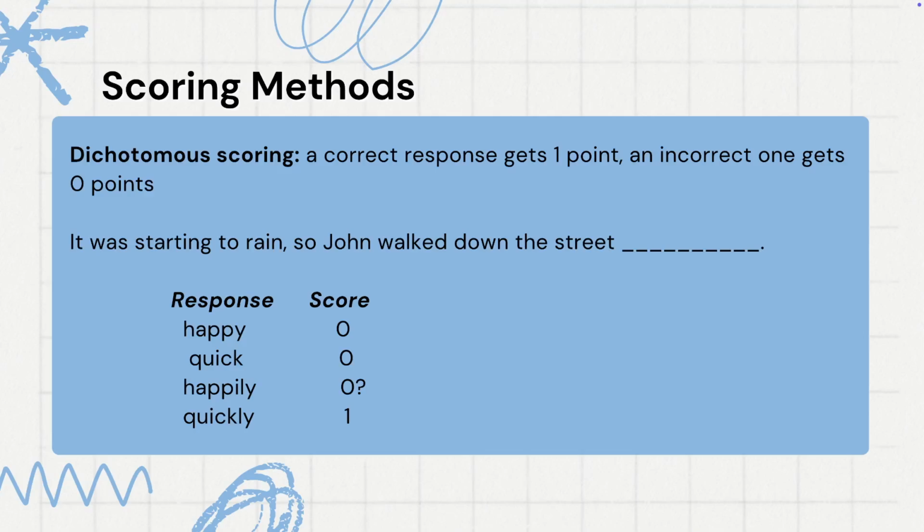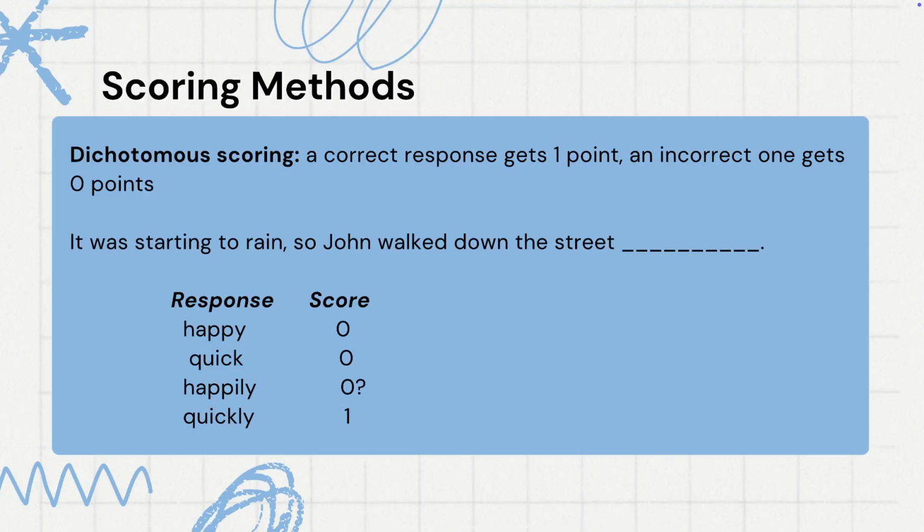So look at this one. It was starting to rain, so John walked down the street. Okay, so we know happy is wrong. Grammar's wrong, and I think the meaning's probably wrong too, unless you love the rain a lot. But we can guess it's probably not the right answer. And in the second one, quick, the meaning is right, but the grammar is wrong. So this student gets 0 points. Now this is where you start to ask yourself, is that fair? Because the student understood the sentence and they were able to write the word quick. They just got it grammatically incorrect because it should be quickly, right?